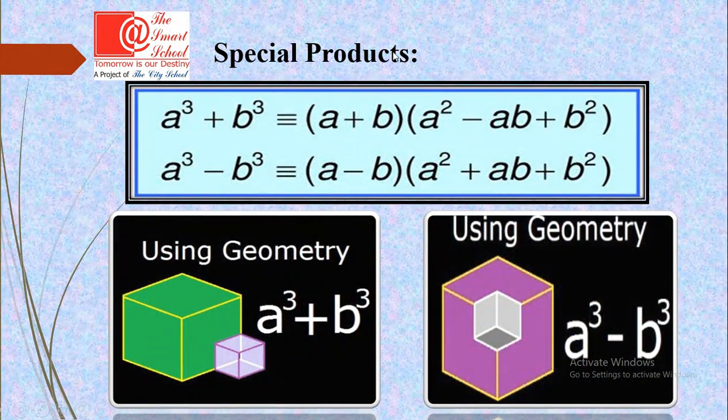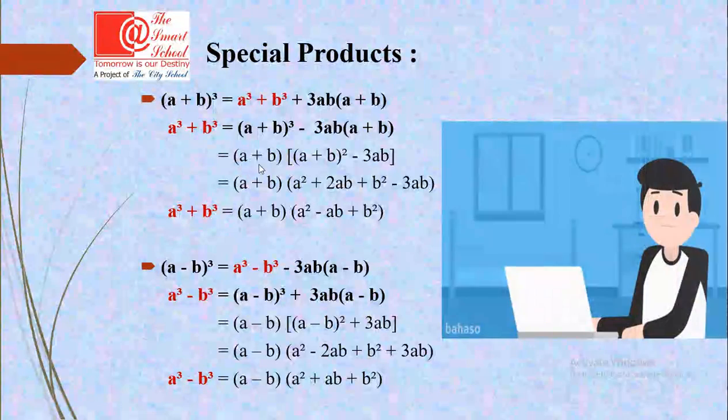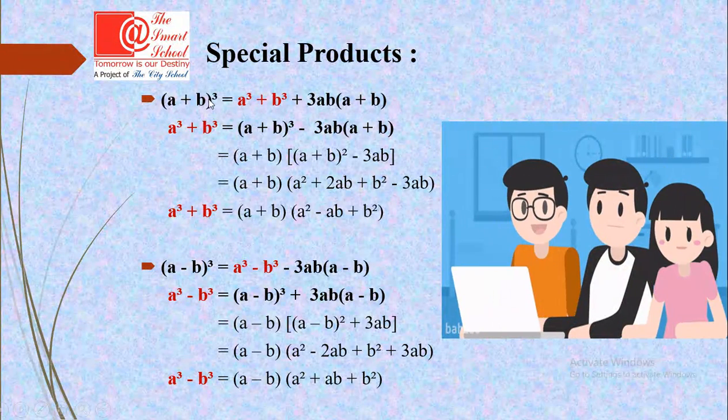Now some special products. a cube plus b cube is given as a plus b in bracket and then multiplied by a square minus ab plus b square, and a cube minus b cube is a minus b in bracket and then again bracket open a square plus ab plus b square. Now I want to make it more clear, like a plus b whole cube.